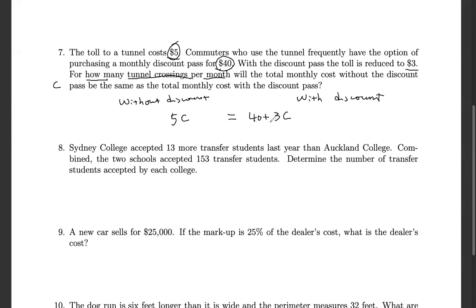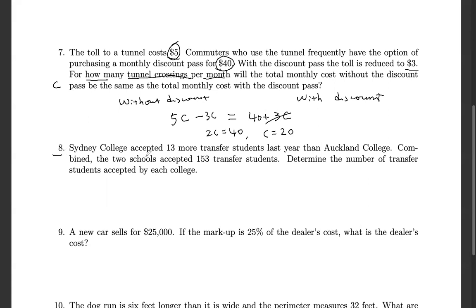Now we move 3C to the other side, becomes negative. So 5C minus 3C, 2C. 2C equals 40. Divided by 2, C equals 40 divided by 2, which is 20. So for 20 crossings, the two plans will cost the same. Without discount, you just do 5 times how many crossings in a month. With discount, you have $40 you paid upfront, then you only have to pay $3 for each crossing.